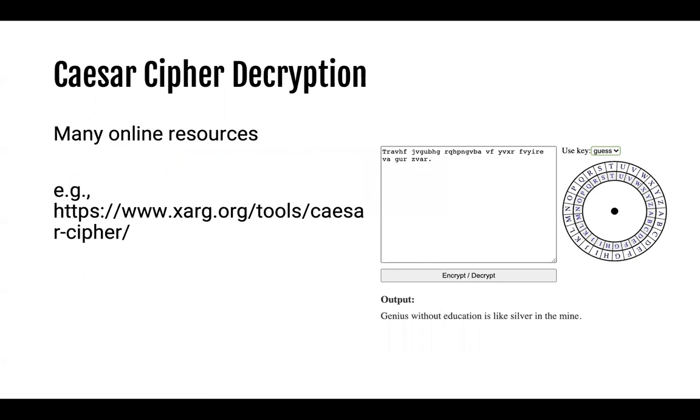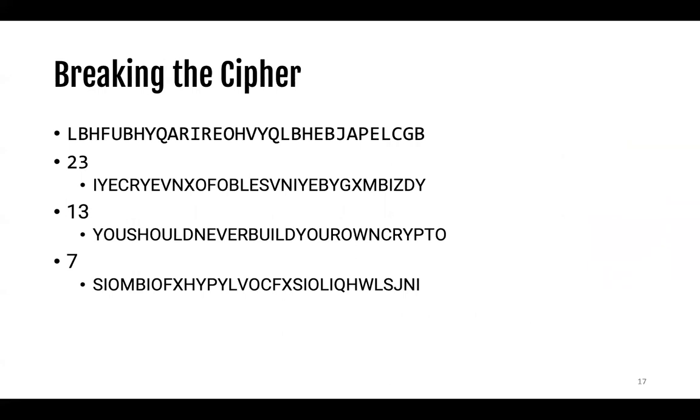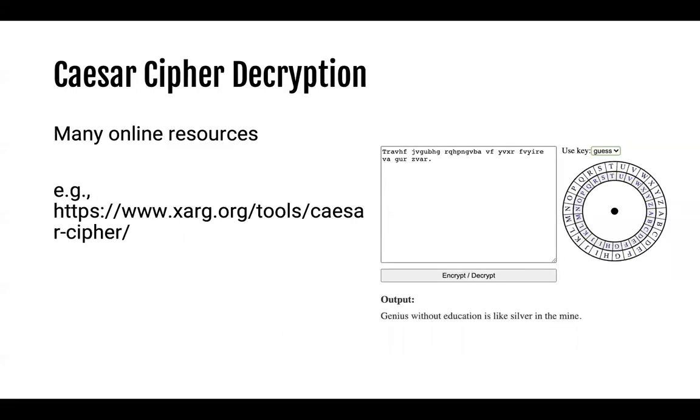Okay. And then, even simpler, you don't want to reinvent the wheel, and there are online resources you can use. For example, this is a website. You just put your ciphertext message over there and use the guess option here. You don't even need to tell it what the key is. Just click the button, and you will get the output, and it will tell you the exact key.